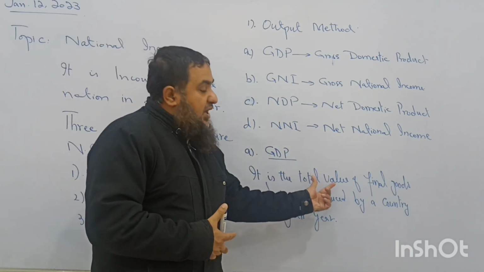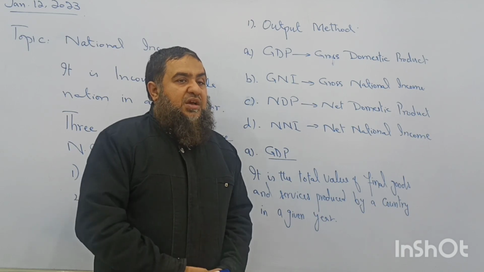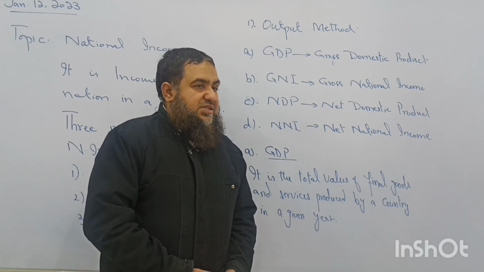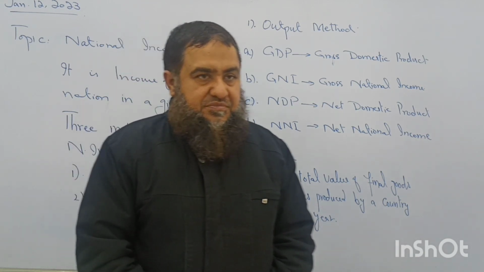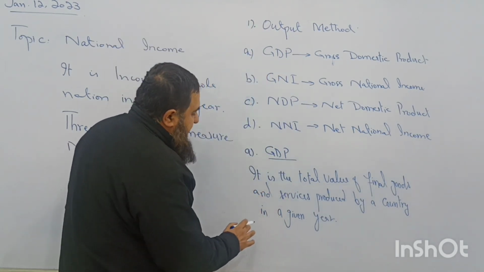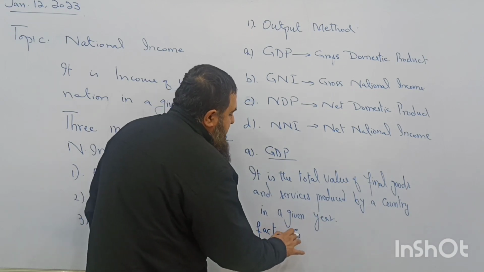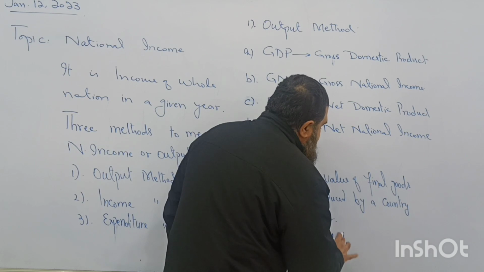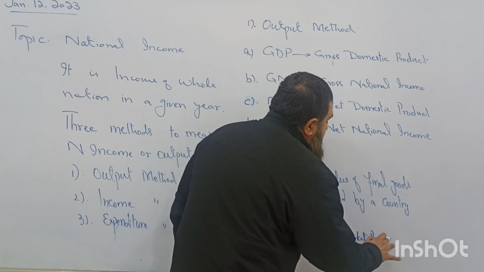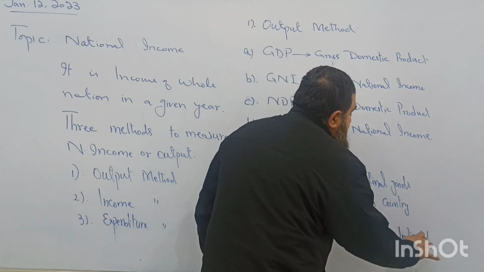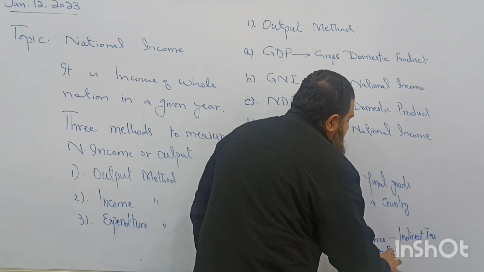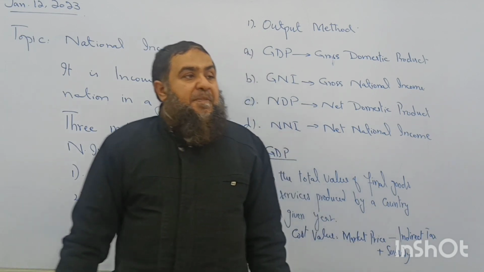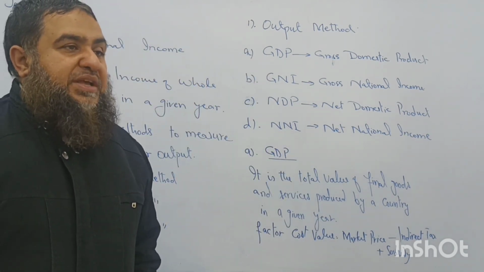And at which value are we measuring? Do you think we will take the market price to measure the value of goods and services? Market prices are inclusive of indirect taxes, and taxes are not part of national income. Clear? So we will use the factor cost value. Factor cost value means market price of the product minus indirect tax plus subsidy, if any. If government has provided a subsidy, we will add that subsidy, but we will deduct indirect taxes from the market prices. So this is the value at which we are going to measure the GDP of a country.